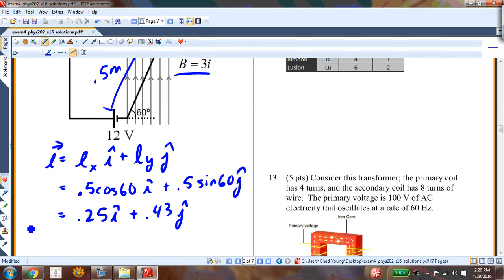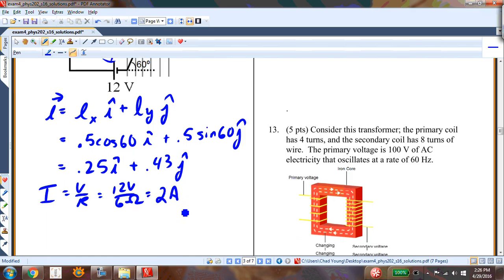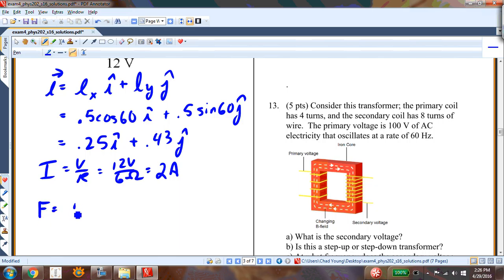And then I also need to know what is my current. Well, my current is V over R. So that's 12 over 6, or 2 amps. Now I'm ready to do my force, I L cross B.